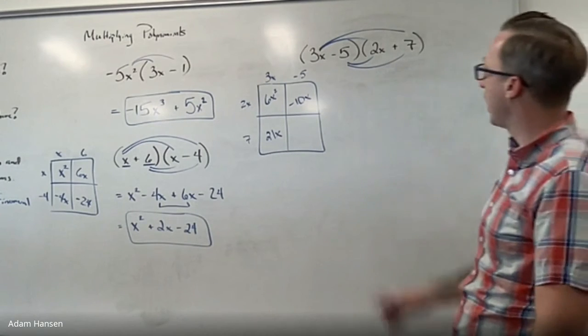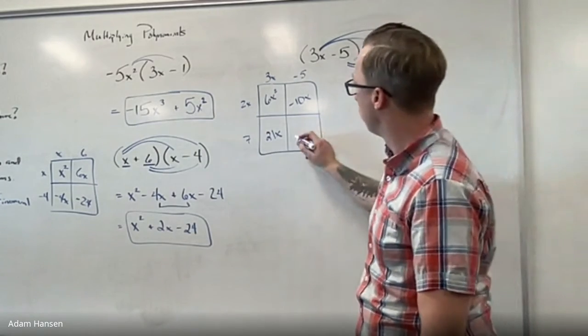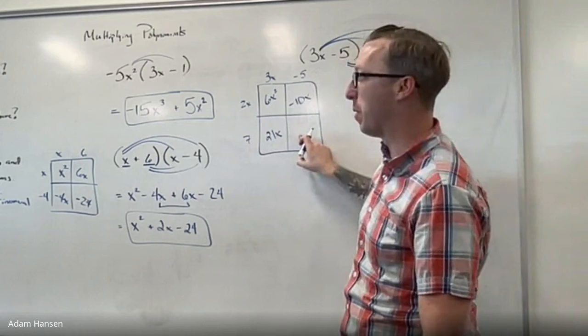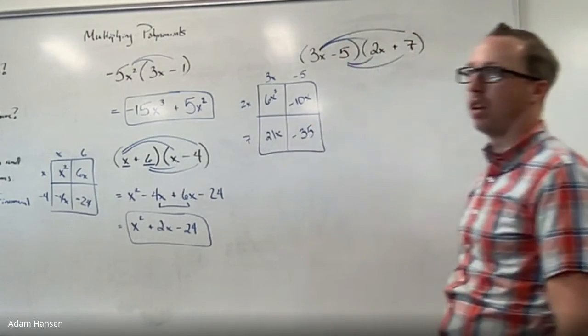What's the last one here? I've got to take negative 5 times 7. Negative 7 and negative 5 multiply to make what? Negative 35, but yeah. Close.